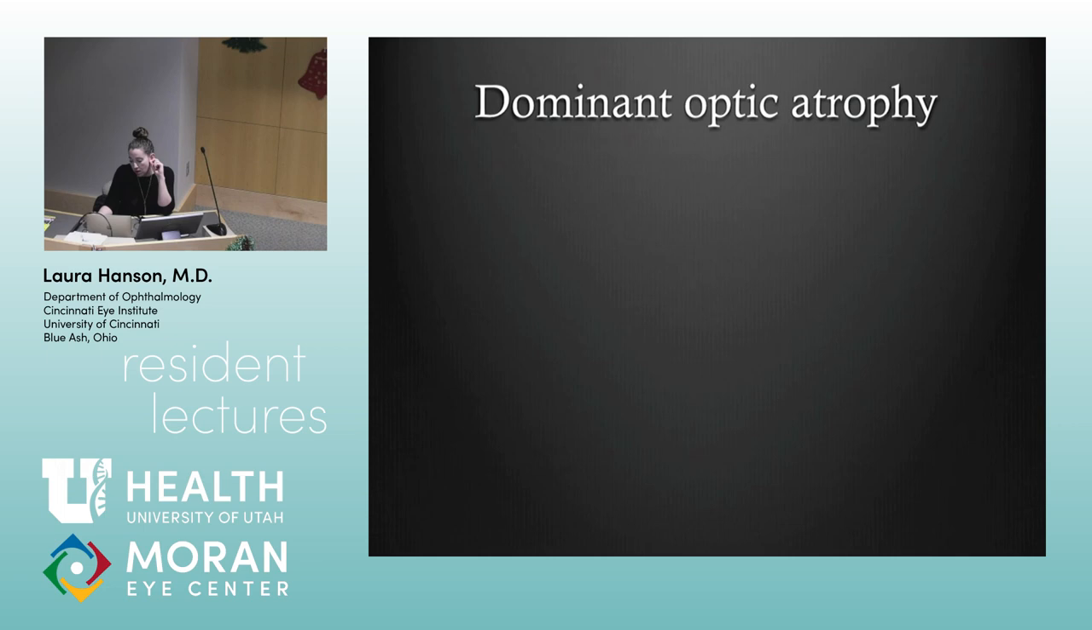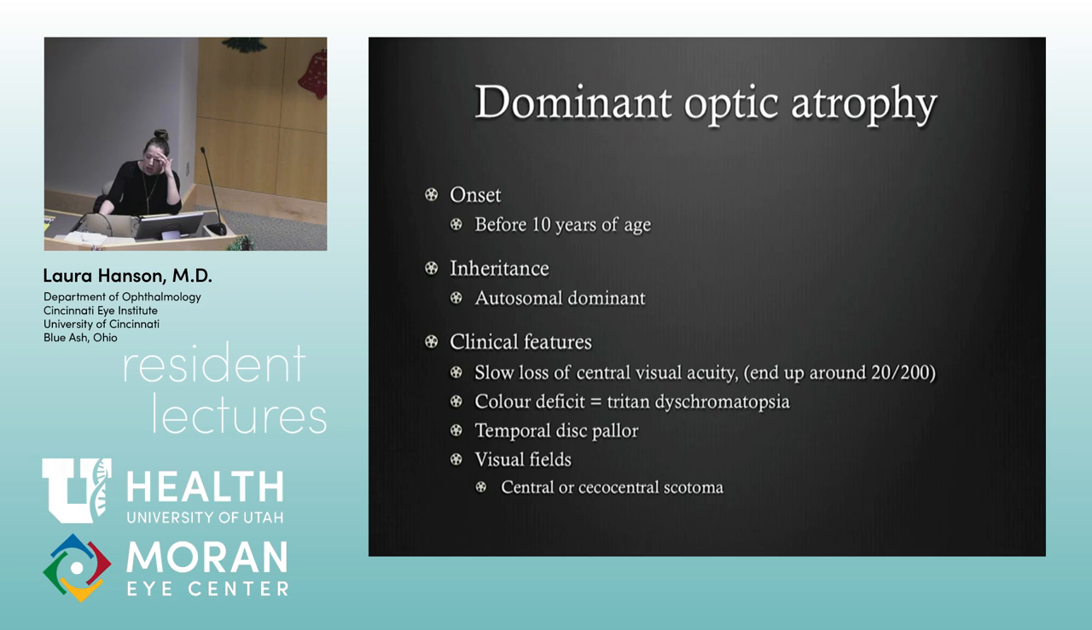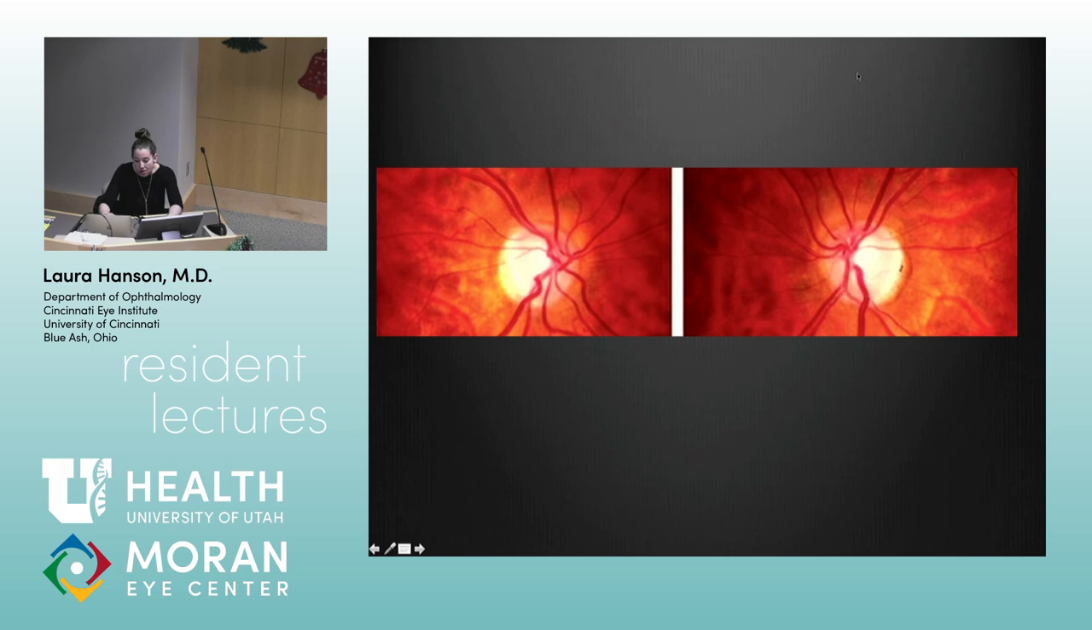Okay, so we'll talk quickly about dominant optic atrophy. So it starts in younger kids, so usually before 10. It's autosomal dominant. The picture is going to be slow, progressive loss of their central acuity that usually arrests around 20/200. And they've got decreased color vision. They will have this wedge of temporal pallor. And on the visual field, they have the classic central or cecocentral scotoma. So that's the picture. It's sort of looking white out. But they'll show you one where you get the wedge of temporal pallor here.